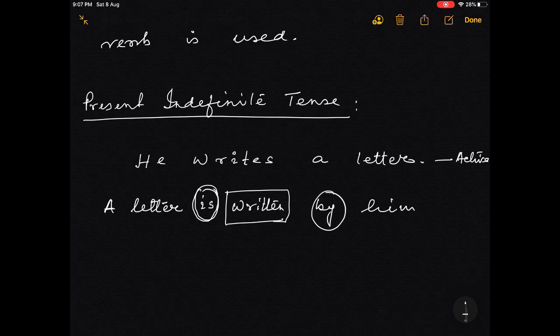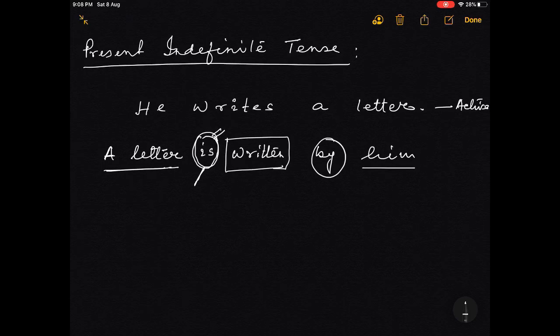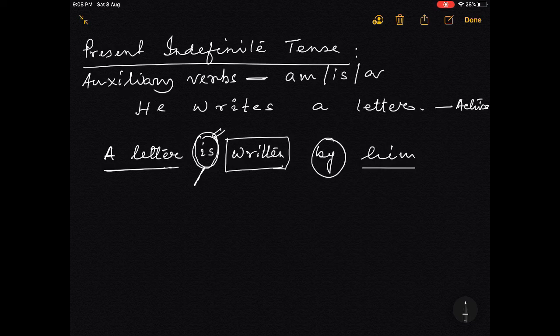So we learn this syntax of the passive voice in all the aspects of all the tenses. An easy way, just by showing you the change of the auxiliary verb before the main verb. All the other rules are always the same. Only this one will change. See, it is present tense. So here, for present indefinite tense, auxiliary verbs will be am or is or are.